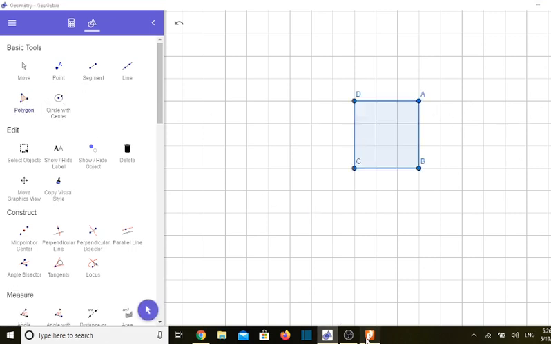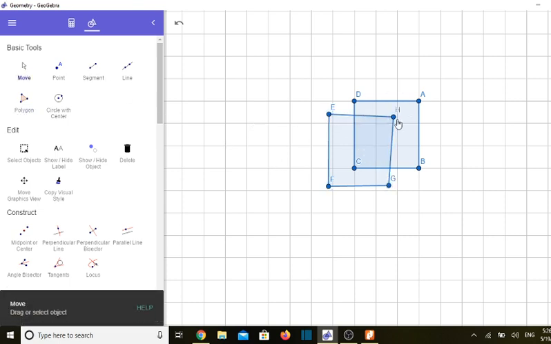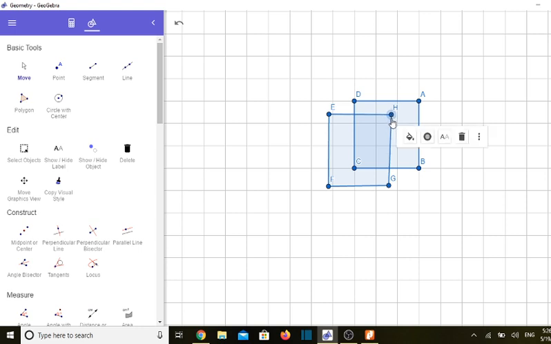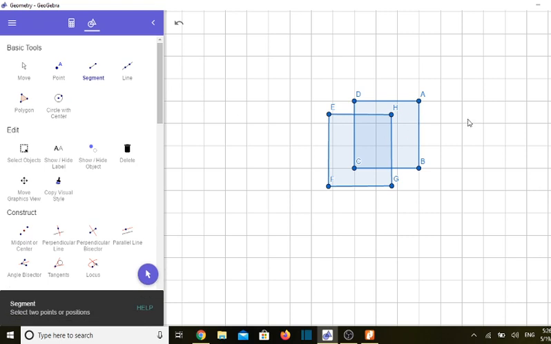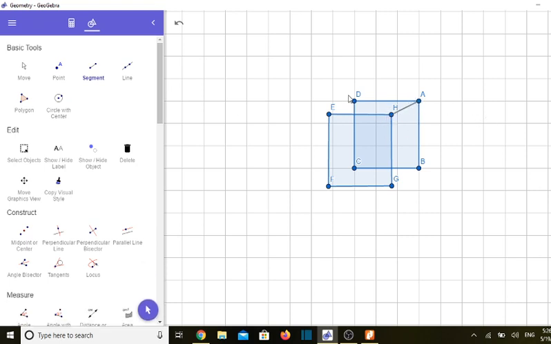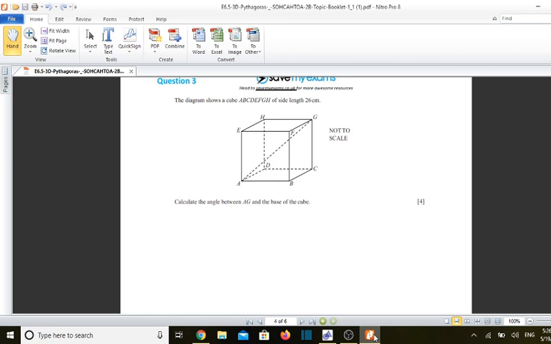Polygons. Okay, this side. Okay, let's join them. Okay, now you do know the length of the sides, every side. Calculate the angle that is there.